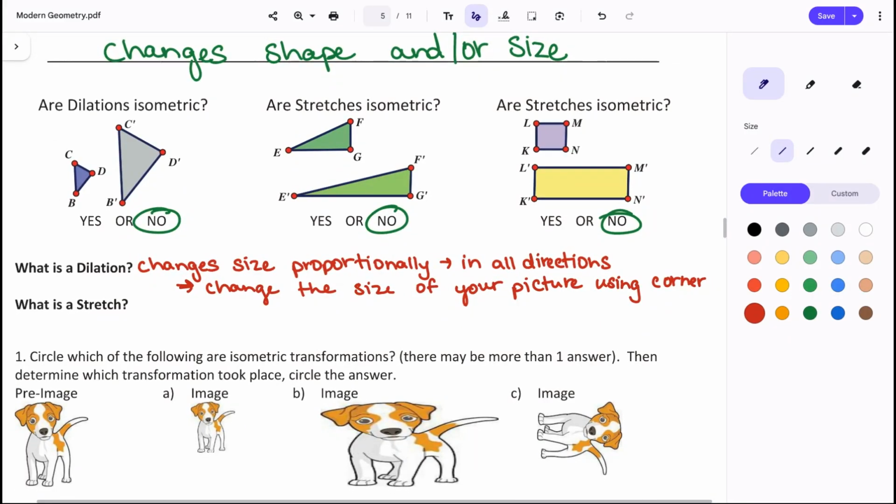So again, if you pull in images on here and I wanted to just do a dilation, I'd grab the corner because that's going to make it go bigger in all directions. That's going to keep it proportional. A stretch changes size in one direction. And so, like I said, that kind of distorts your picture. It makes your image look a little bit weird when we stretch it versus doing a dilation.